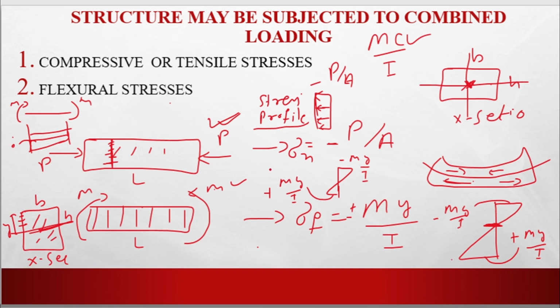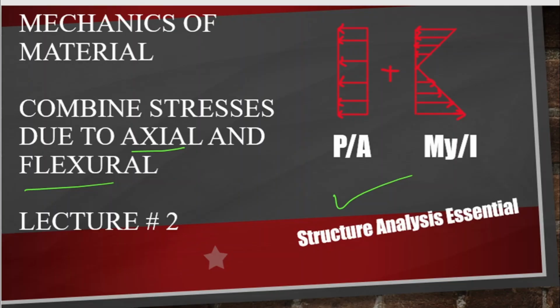But when we combine this stress profile and this stress profile, as you can see, one ordinate will be greater and one ordinate will be smaller. So the neutral axis and the centroidal axis will not coincide in such a case.